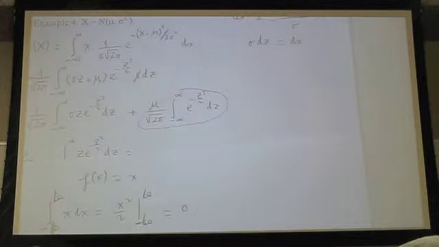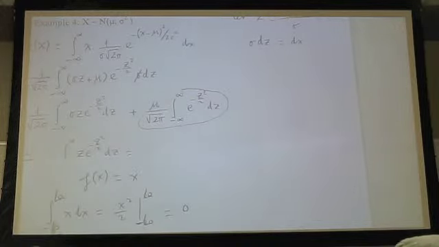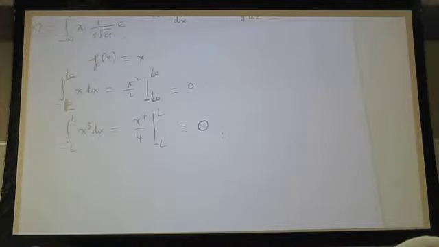And now if I have the integral from minus L to L of x to the third dx, what do I have? It's x to the 4th over 4, correct? And then this one evaluated from negative L to L. What do you have? Again, L to the 4th divided by 4, minus L to the 4th over 4, it's 0. Can you see that?